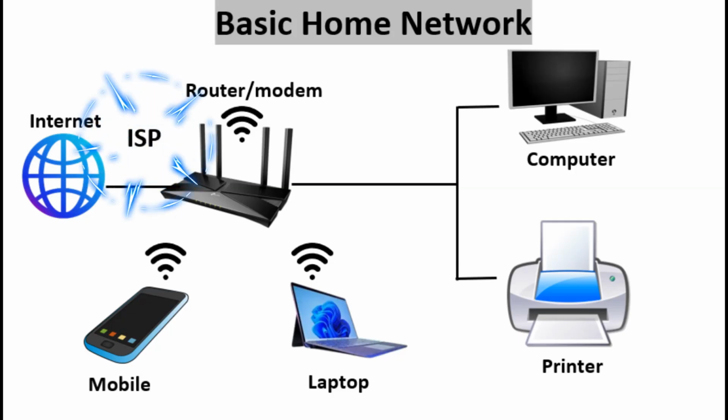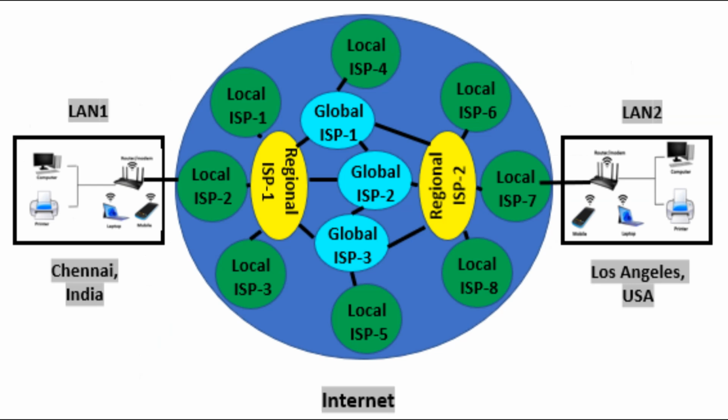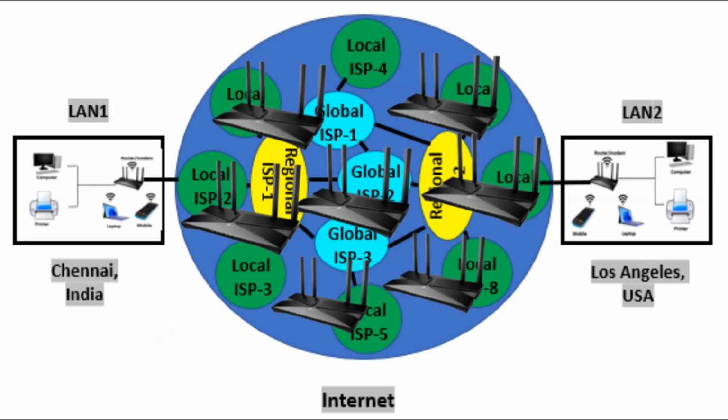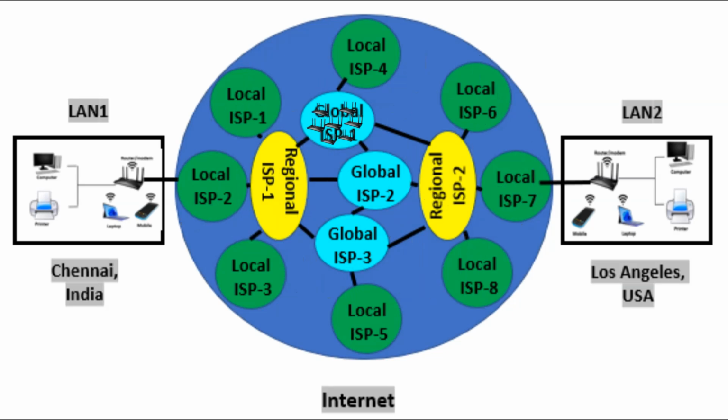The Internet Service Provider, ISP, is responsible for the transmission of the data packets from one location to another. Now look at this scenario. We have learnt there are a lot of routers in the Internet. For example, Global ISP has lot of routers, Regional ISP has lot of routers and Local ISP has lot of routers. Each ISP is responsible for specific routers.